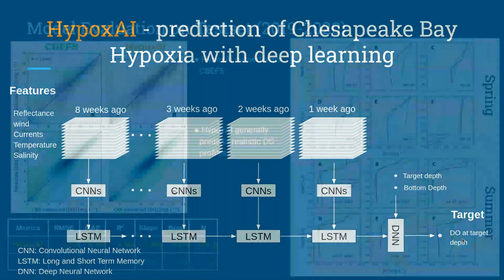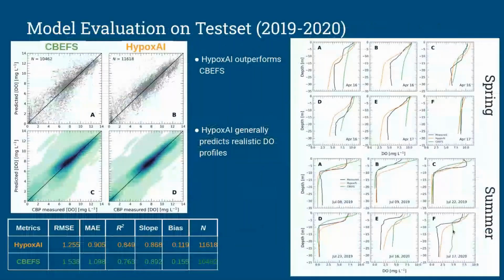This is the comparison between the HypoxAI results and the current state-of-the-art, which is the CBAFS model, on the left. The top here is the scatter plot between the predicted versus measured dissolved oxygen concentration, and the bottom here is the data point density. The table here shows the error metrics you can compare. Basically, we believe the HypoxAI model has made some improvements compared with the CBAFS model.